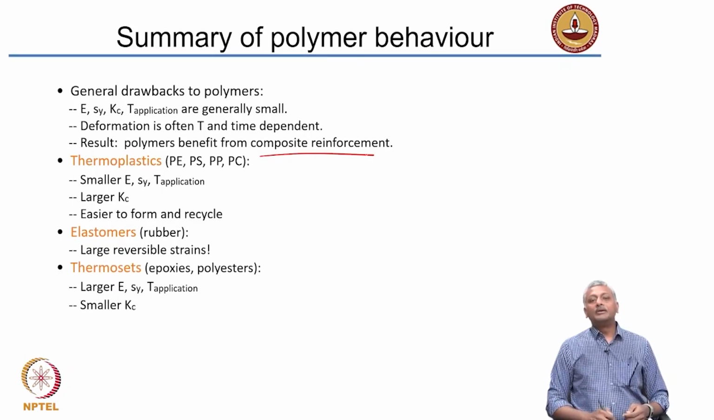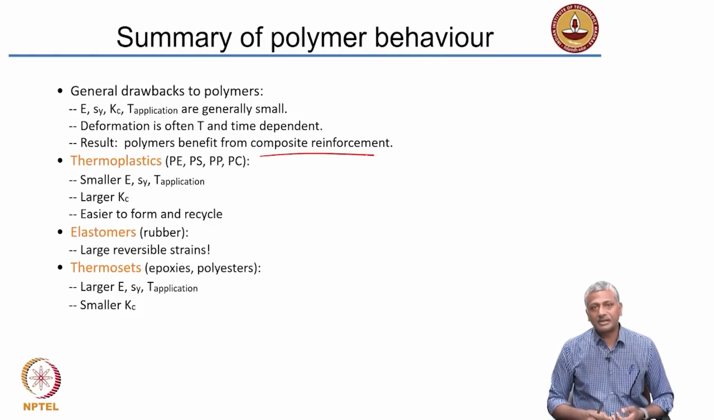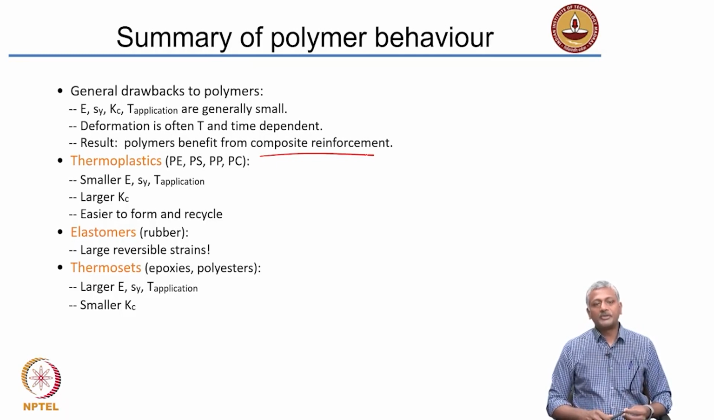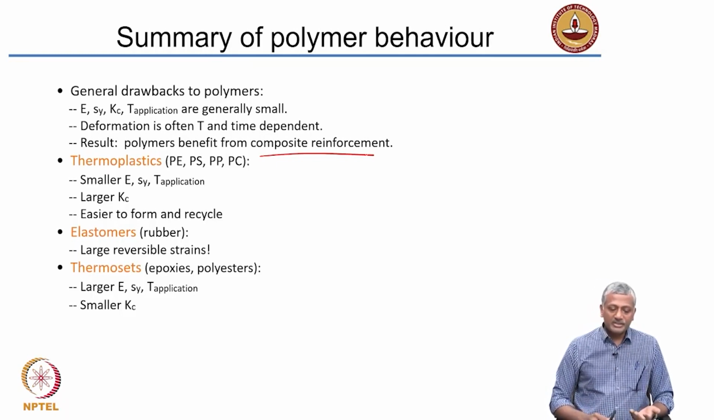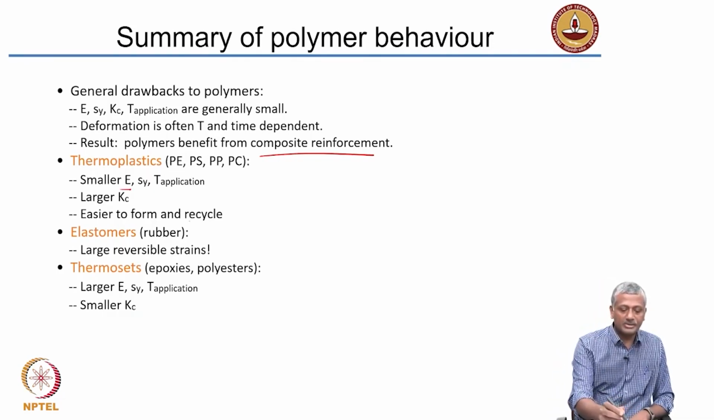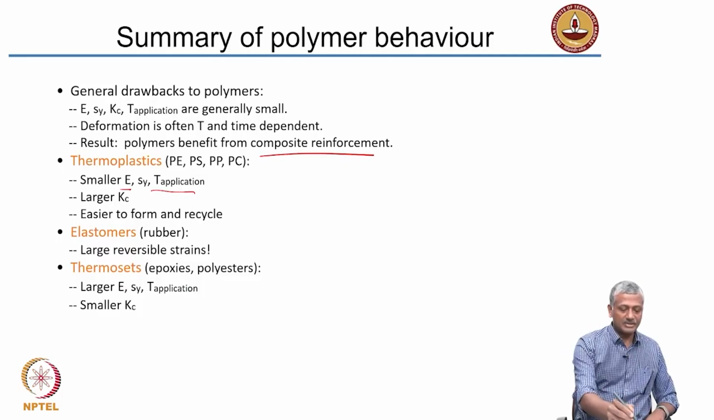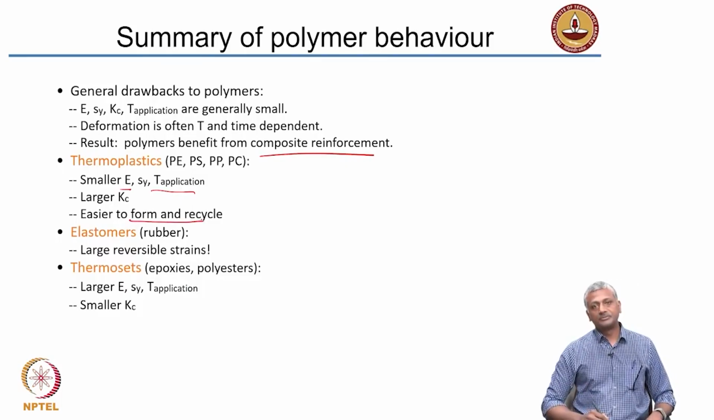What do you mean? So if you have a polymer or a plastic, when you put fibers in it, it may increase the strength of the polymer, and that's what we'll talk about in terms of the polymer based composites. Thermoplastic materials like polyethylene, polystyrene, polypropylene and polycarbonate have smaller elastic modulus, smaller temperatures of application, you can't really apply them at very high temperatures, easier to form and recycle, right? You can recycle, you can melt them and then reform them.